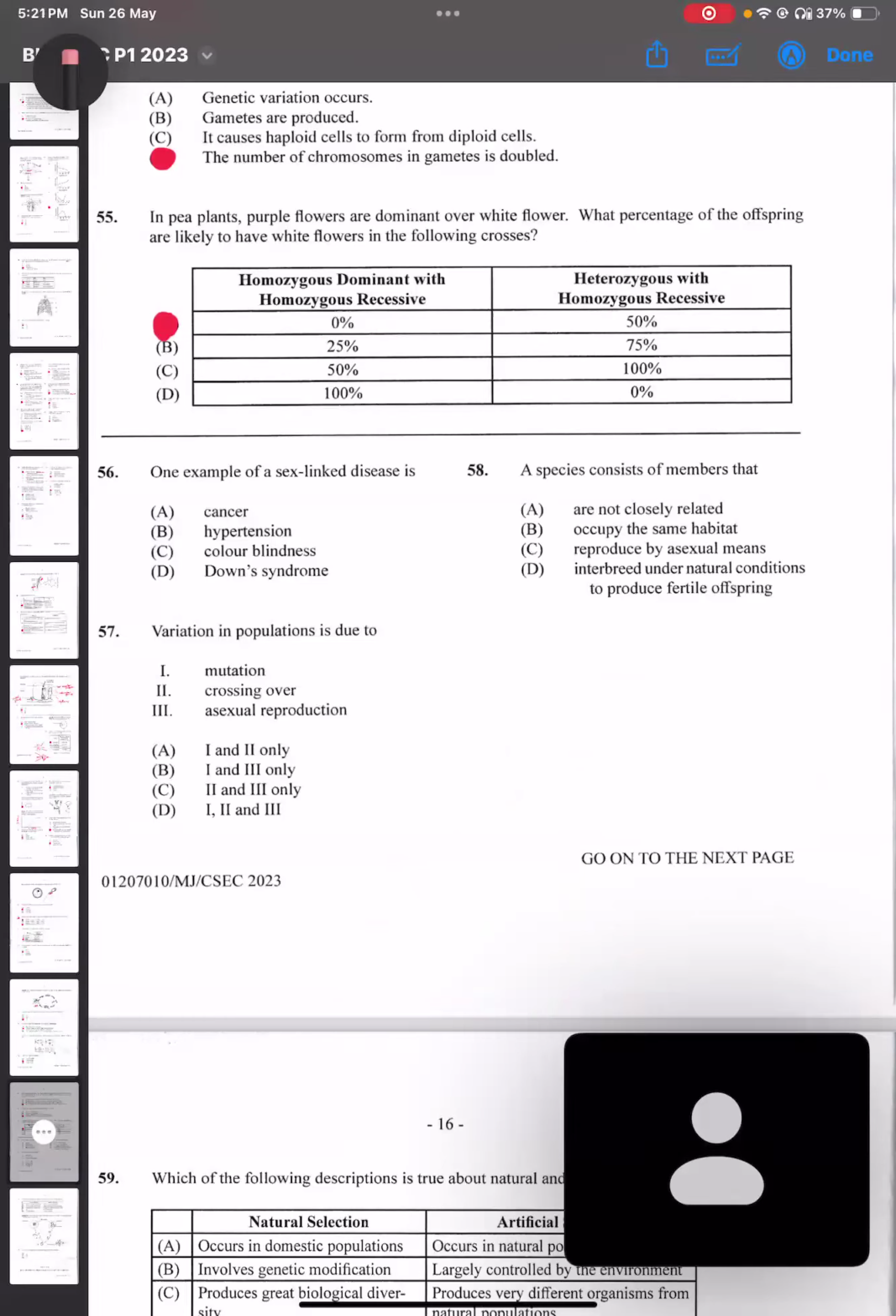Are we good? Swan, Alicia, the other person who said to explain. Do you understand? Okay.